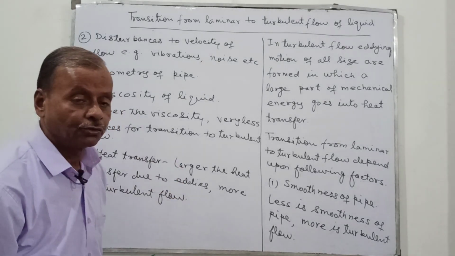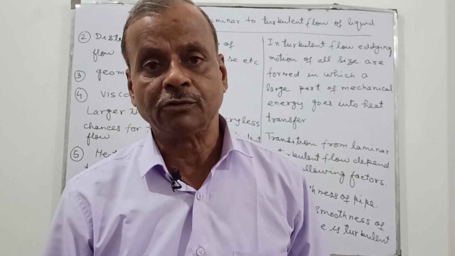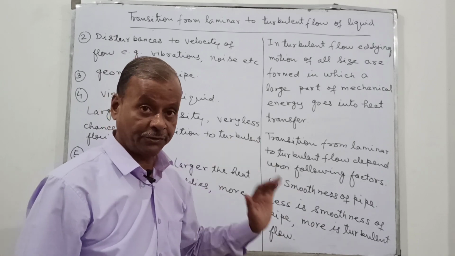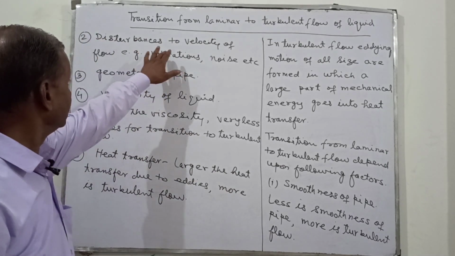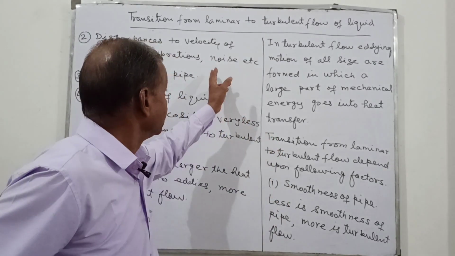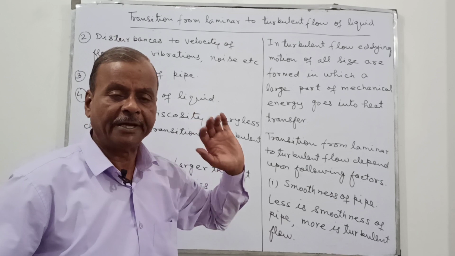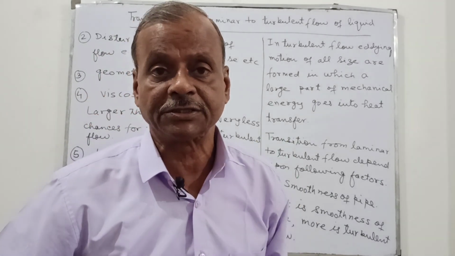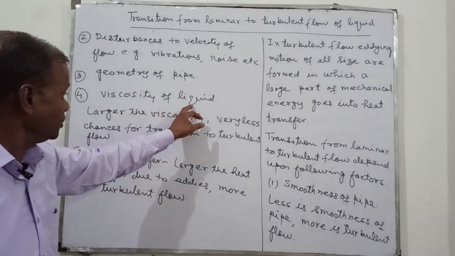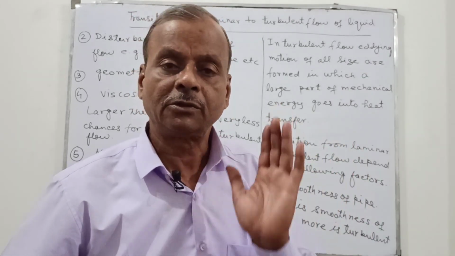So these are the factors which affect the transition of the liquid from laminar to turbulent. First is the smoothness of the pipe. The pipe must be as rough as possible for the transition. Second, the disturbances to the velocity of the flow. The disturbance is the vibration of the pipe and the noise because of the liquid flow. And the geometry of the pipe. When there is a rough geometry, there are more chances for the transition from laminar to turbulent. And then the viscosity of the liquid. Larger the viscosity, less the chances of transition from laminar to turbulent.